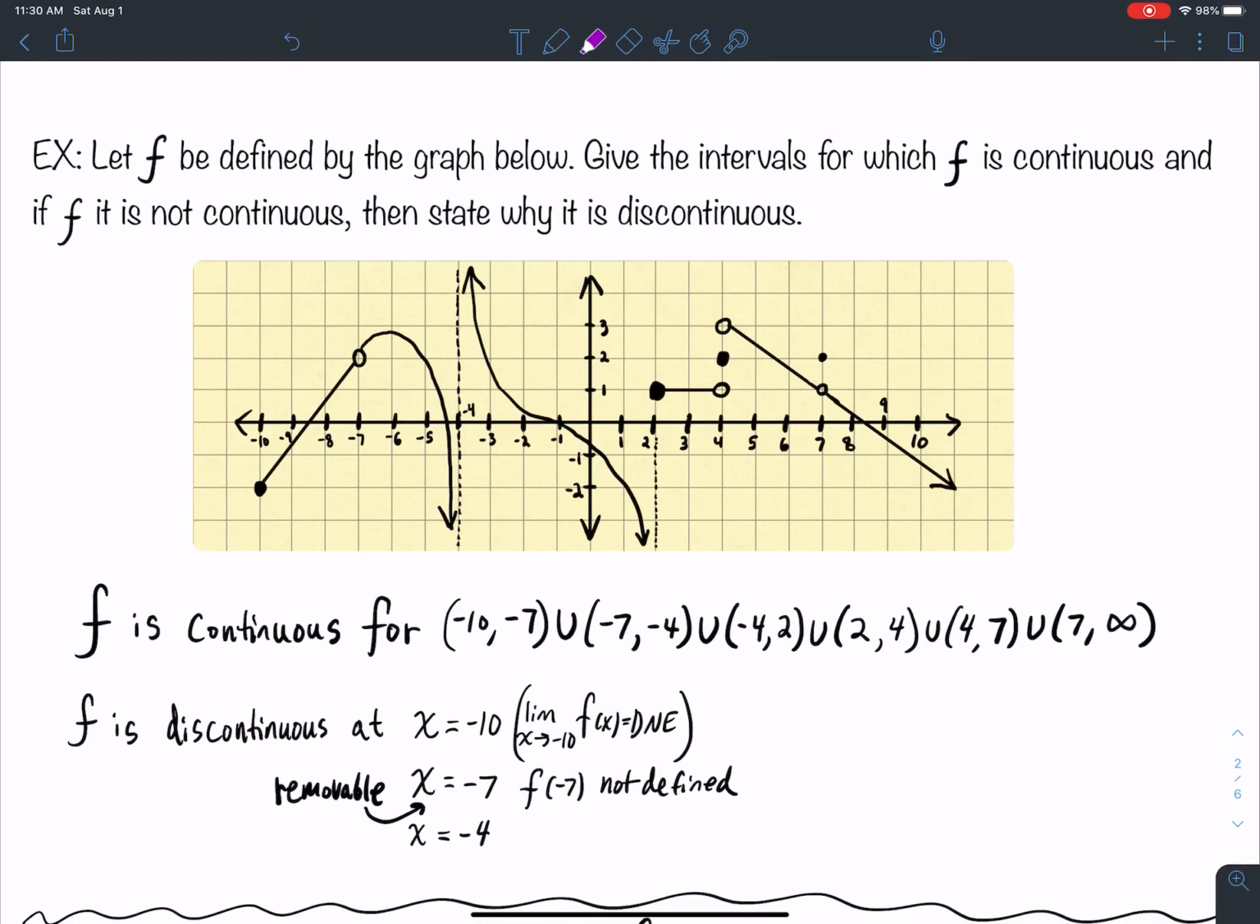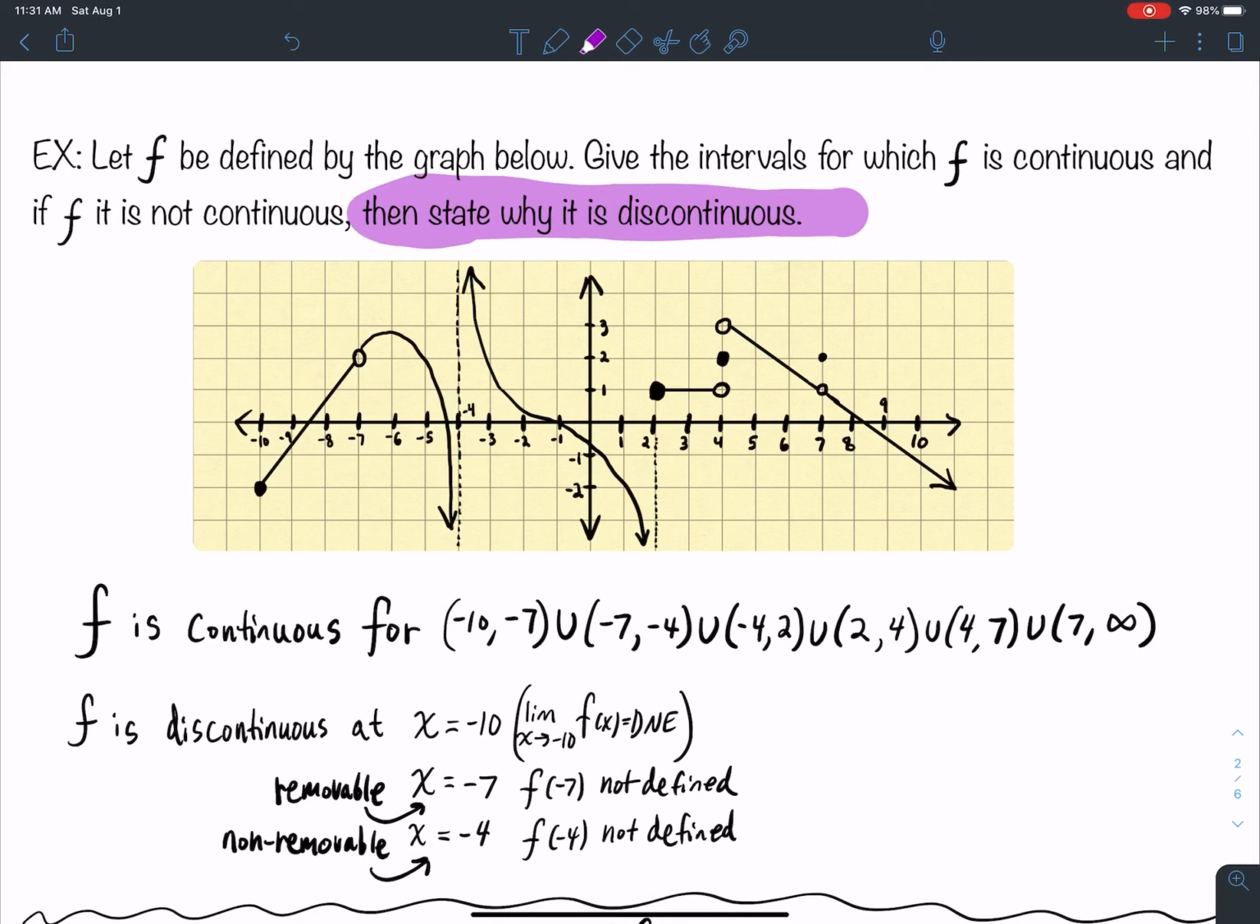All right, -4, that's the next issue. This one looks like a vertical asymptote, so that's non-removable. It's not defined here. Clearly, we don't have a point where, if I try to plug in -4, I just get undefined or does not exist. That makes it discontinuous, and it's non-removable as a type of discontinuity. Not only are we stating it's discontinuous, but I'm stating why it's discontinuous. That's a big thing that I'm looking for here.